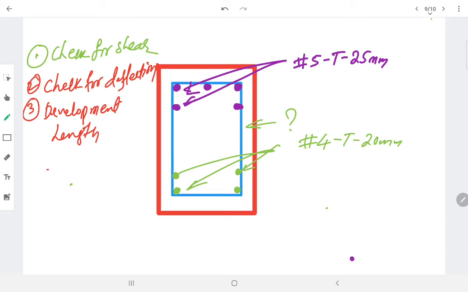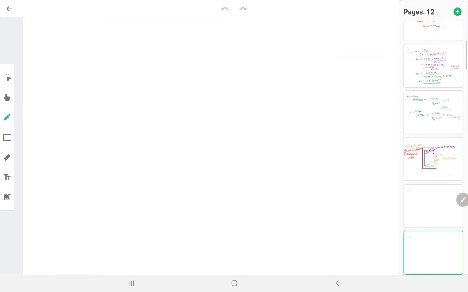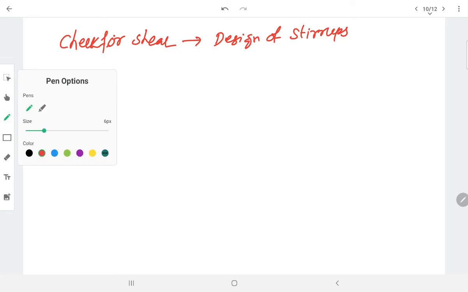The same procedure needs to be adopted to calculate the check for shear as we did in the previous video. Go through that. I will be sharing a link of that video, the design of a one way singly reinforced cantilever beam. In that we have calculated the check for shear, which is nothing but design of stirrups. The same procedure needs to be adopted.